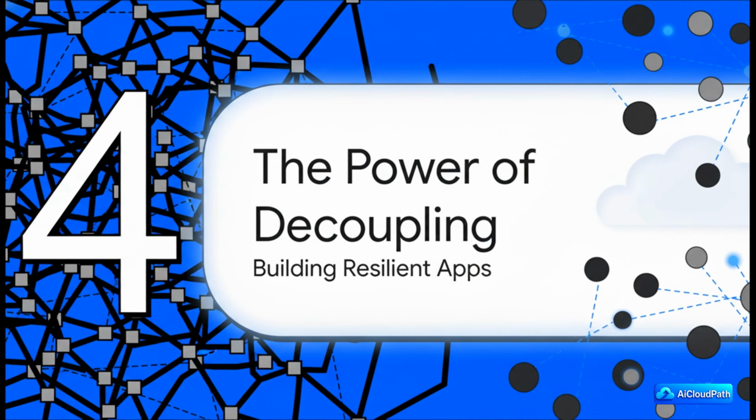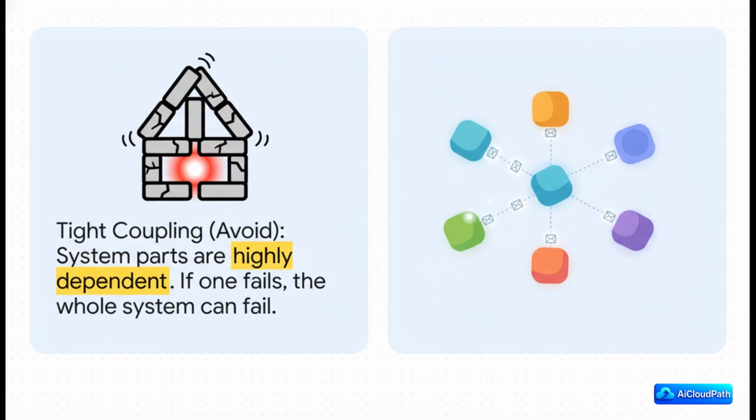Okay, let's zoom out from the pipeline for just a second and look at the design of the application itself. This idea of coupling is absolutely critical for building systems that don't break, and believe me, it is a huge topic on the AWS exams. This shows a really fundamental choice you have to make when you're designing a system. On the left, you've got tight coupling, where all the components heavily depend on each other. It's kind of like a house of cards. If one piece fails, the whole thing can come crashing down.